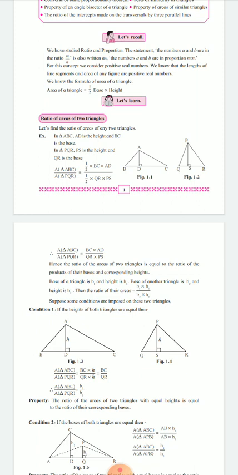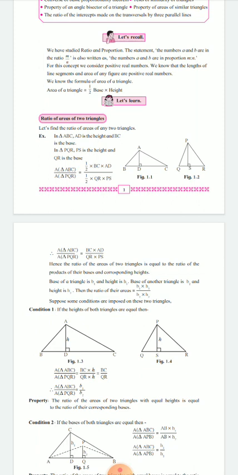But if you see, AD is equal to H and PS is equal to H also, so I can write the area of triangle ABC upon area of triangle PQR as BC into H upon QR into H, isn't it? I'm just putting the value of heights, which is H in both cases. So if the same height is there, it gets cancelled out, and I will get the ratio as BC upon QR. So I can write BC as B1 and QR as B2.